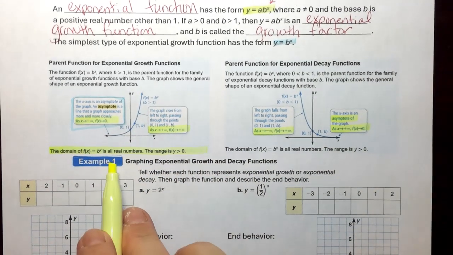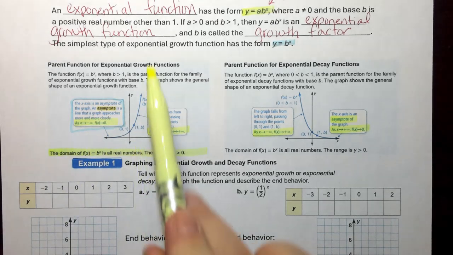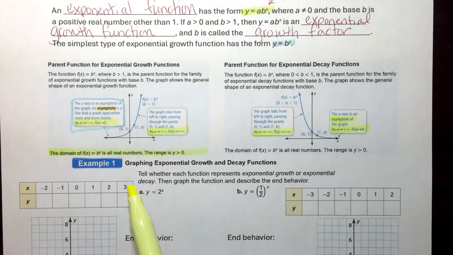All right, so right here, this is important because we tend to hate domain and range. But in this case, your domain is all real numbers. Why is that? Because it's going to negative infinity on the x, positive infinity on the y.